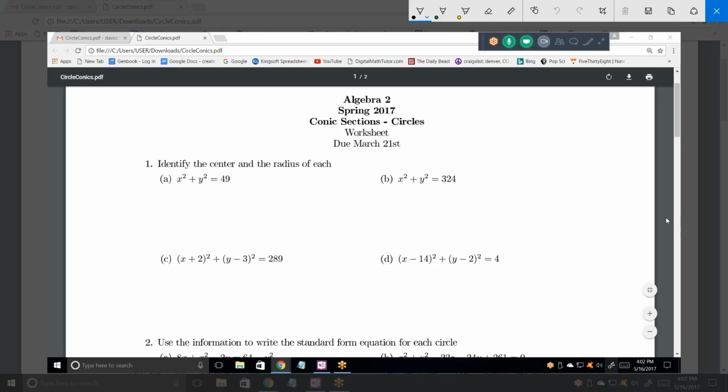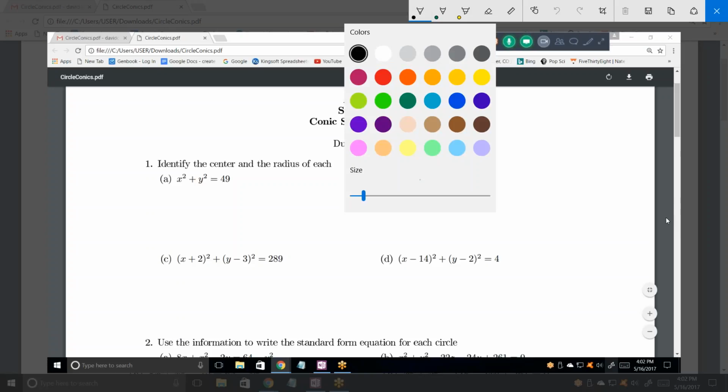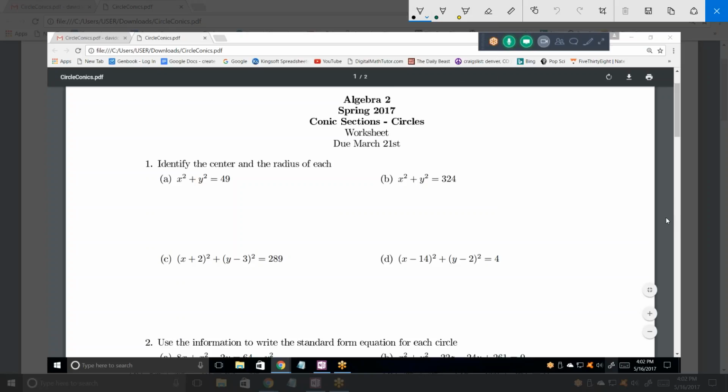So, you're studying conic sections. Have you studied anything besides circles? Have you gotten to ellipses or hyperbolas? I don't believe so. Okay. Let's talk about circles. To do conic sections, what you really need to do is memorize the general formulas.